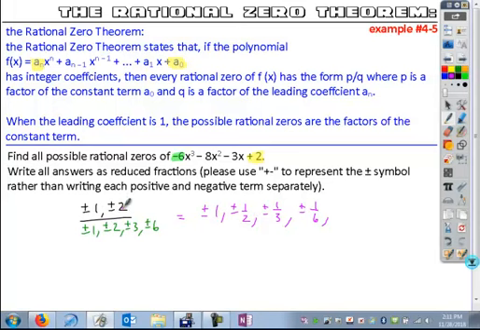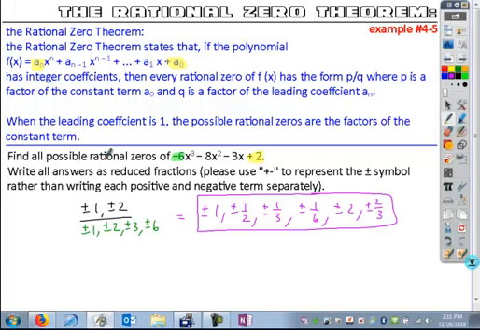I then move to my next numerator. Plus or minus 2 over 1 is plus or minus 2. 2 over 2 is plus or minus 1, so I don't need to rewrite it. I already have that. 2 over 3, I don't have that yet, so plus or minus 2/3. And then 2 over 6 reduces to 1/3. So this is my comprehensive list of all possible rational factors, or rational zeros, of this polynomial.